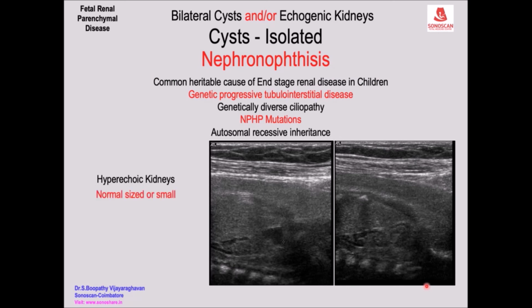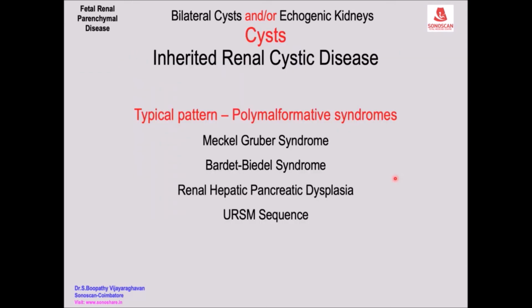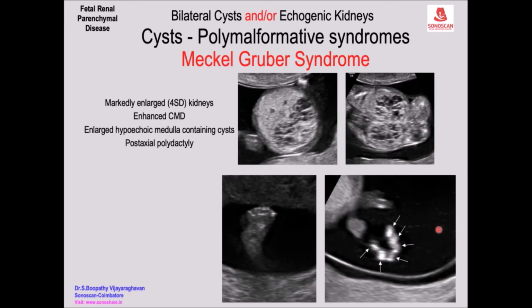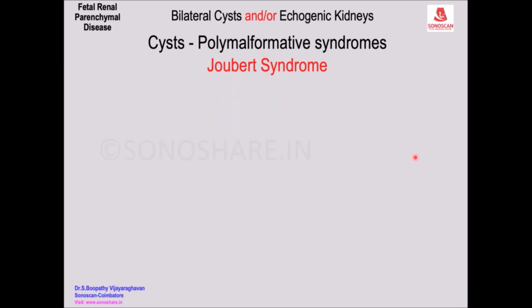This is one ciliopathy where the kidneys are smaller in size, without corticomedullary differentiation, plus 2 standard deviations, diffusely echogenic and hyperechoic. It is seen in certain syndromes like Meckel-Gruber syndrome, Bardet-Biedl syndrome, and renal hepatic pancreatic dysplasia in the fetus. So these are the features, and if you see the brain, you will see an encephalocele. So that is the head, and you see it in the diagnosis.